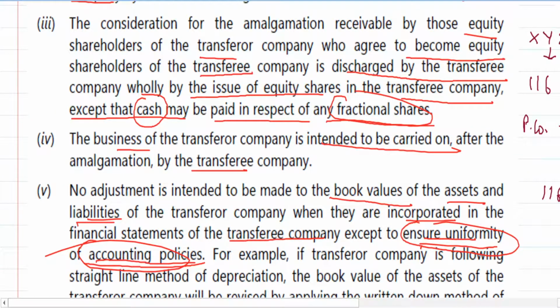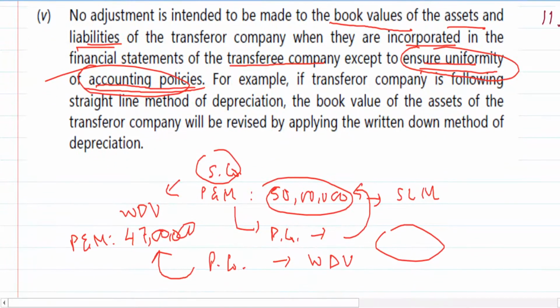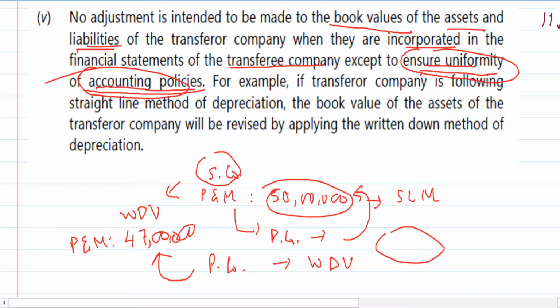Whoever is an equity shareholder of the selling company will now become an equity shareholder of the purchasing company because the purchasing company will issue equity shares. But by chance, if there is any fractional share, then you can pay cash. Condition number four: business of the selling company should be continued by the purchasing company after the amalgamation. And the final condition number five. This is in continuation of condition number one. Every asset, every liability will be taken over and recorded in the books of the purchasing company at its book value. Yes, if there is any adjustment necessary in order to bring about uniformity of accounting policies, then that adjustment is allowed.